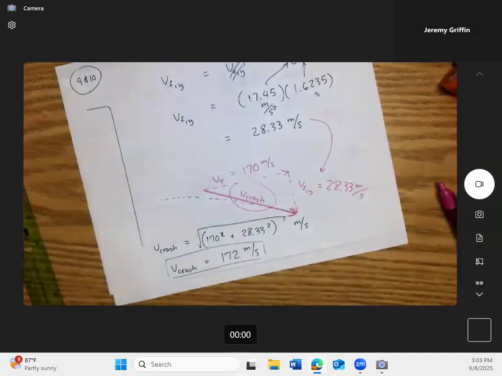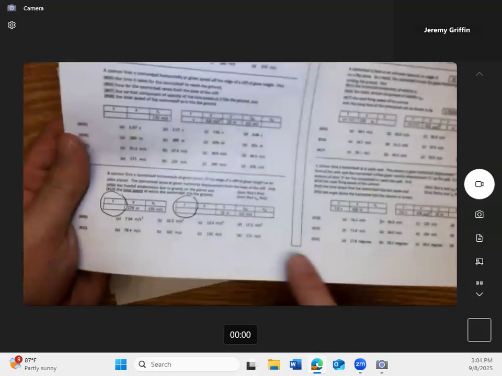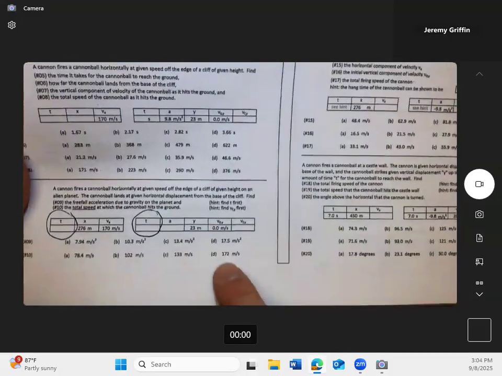So is that a choice on the paper? See if it is. Oh yeah, it's right there. All good.